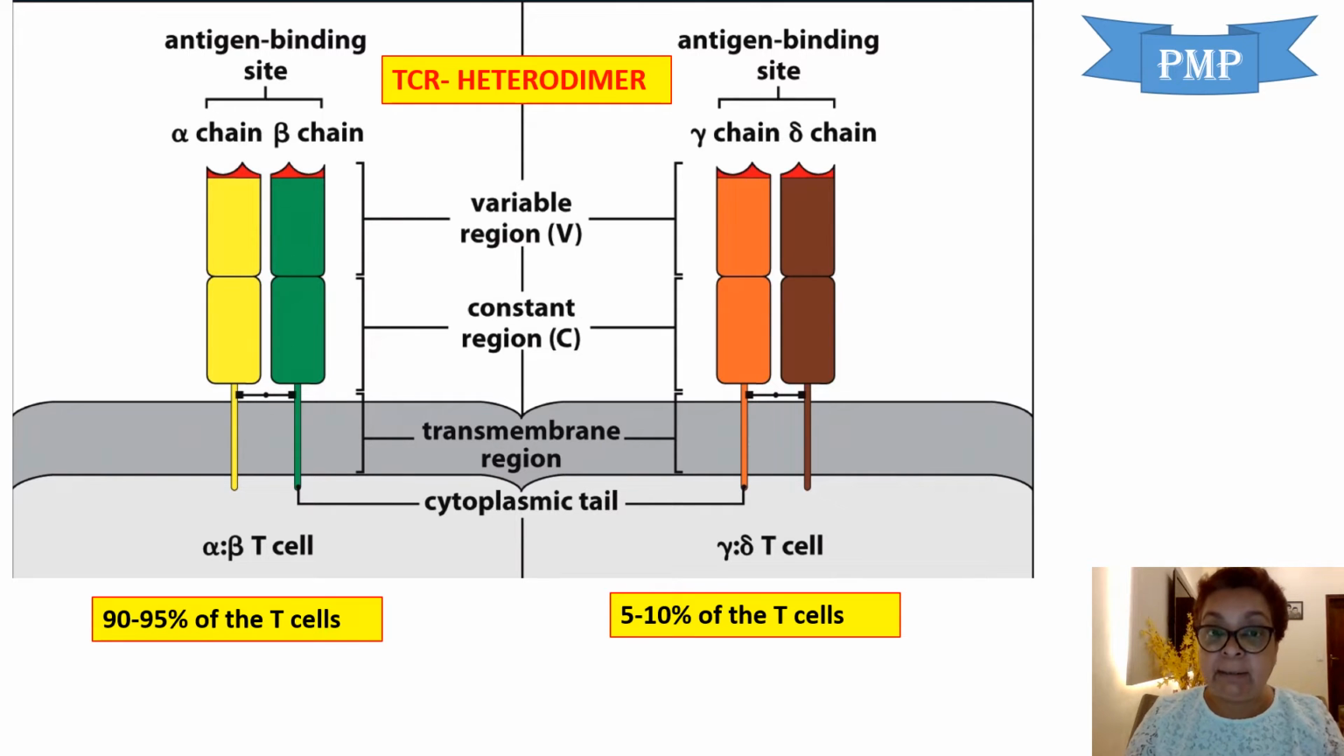Right? Now these gamma delta T cells are considered as part of innate immunity, present mainly along the mucous membranes. Unlike the other CD4 and CD8 T cells, they do not recognize peptide antigens. They recognize lipid antigens, and these T cells are not MHC restricted. They don't need to recognize the lipid antigens in the MHC groove. So they are not MHC restricted.